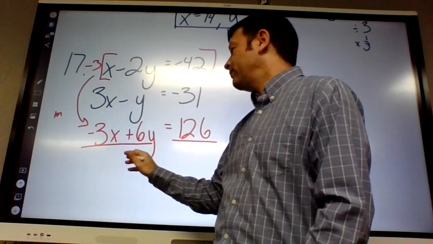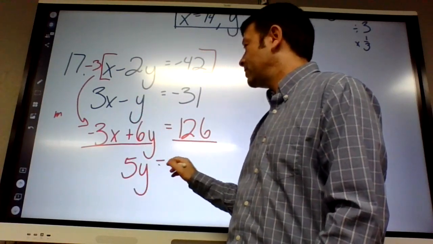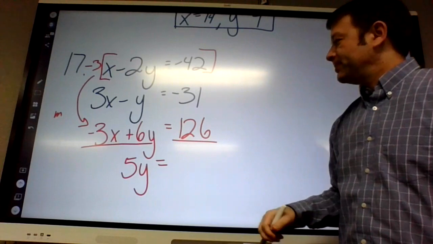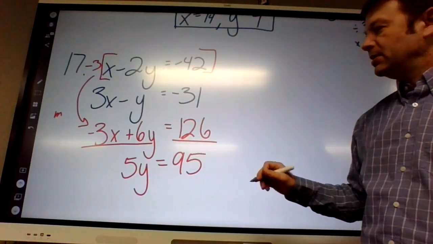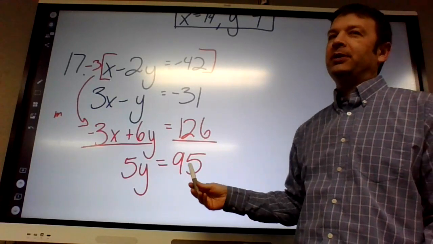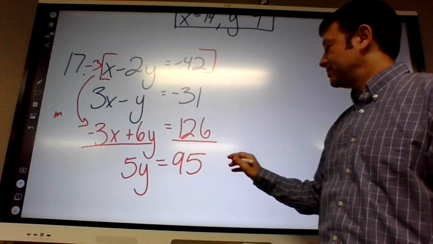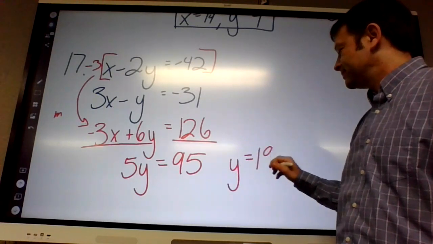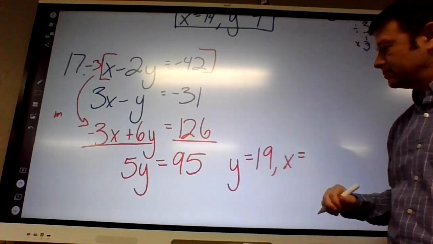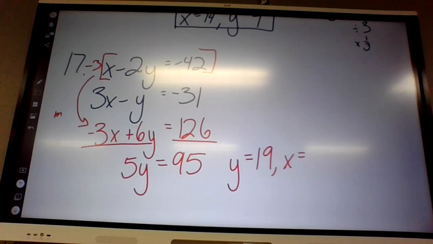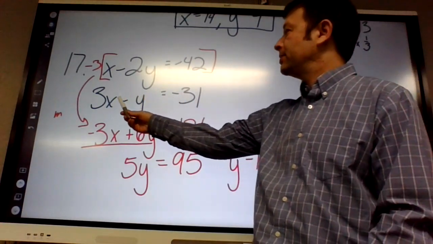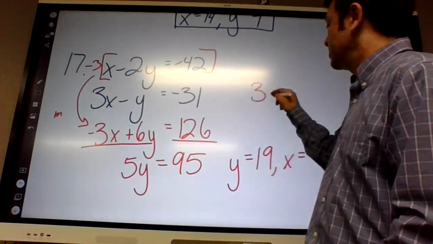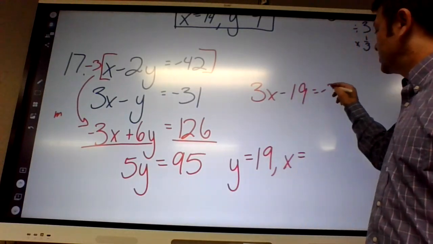Okay, -y plus 6y is 5y. 126 minus 31 is 95, no fraction. You guys know how many 5s go into 100? 20. So this would be 19. Okay, I'll put 19 maybe right here. 3x minus 19 equals -31.